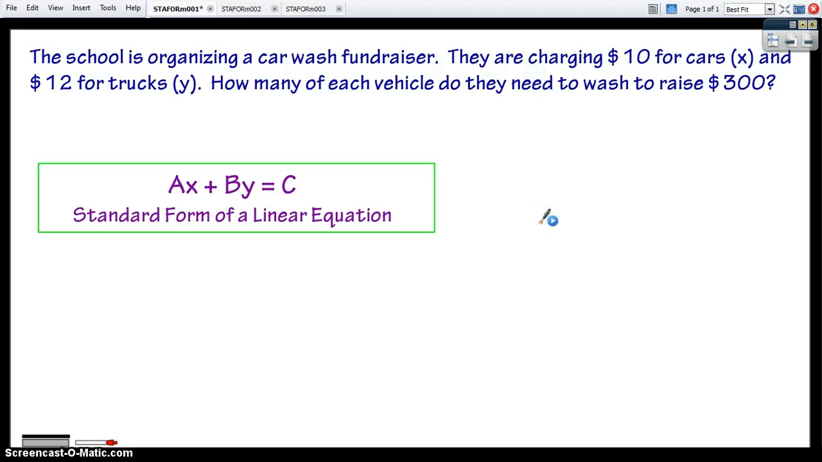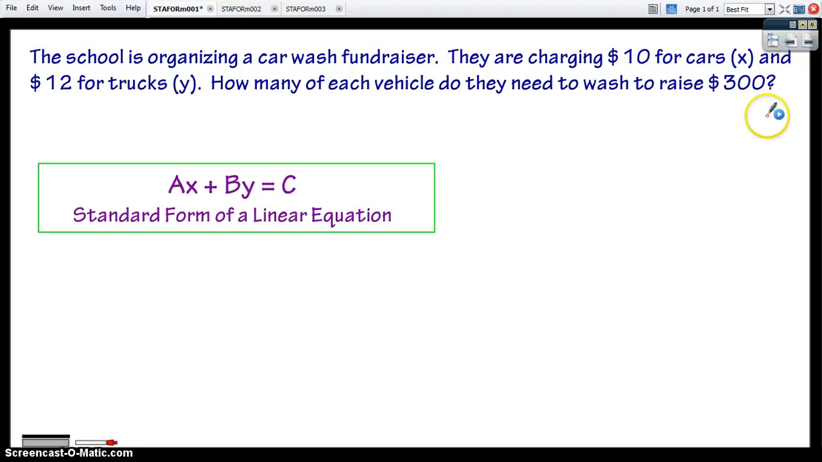For example, let's take a look at this problem. The school is organizing a car wash fundraiser. They're charging $10 for cars, which the number of cars we're going to determine as X, and $12 for trucks, which we'll call Y. They want to know how many of each vehicle they need to wash to raise $300.